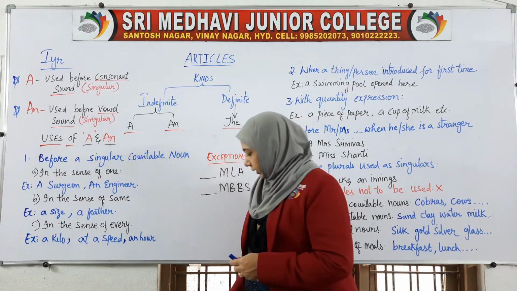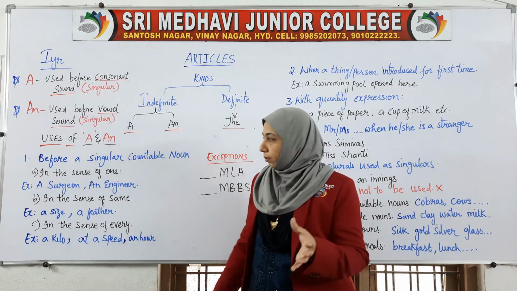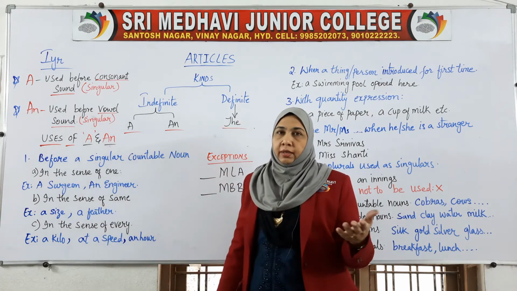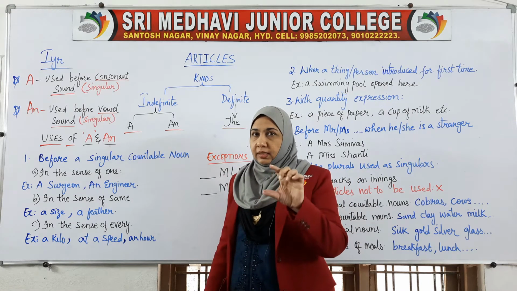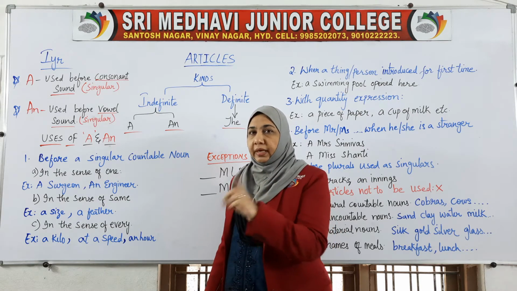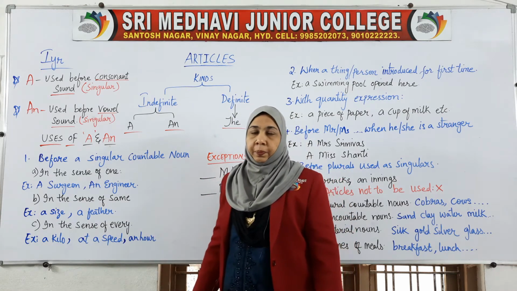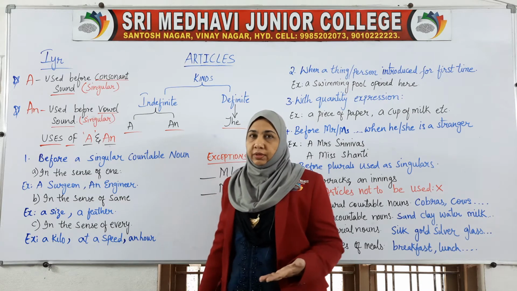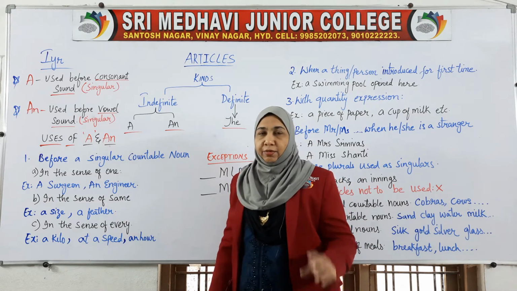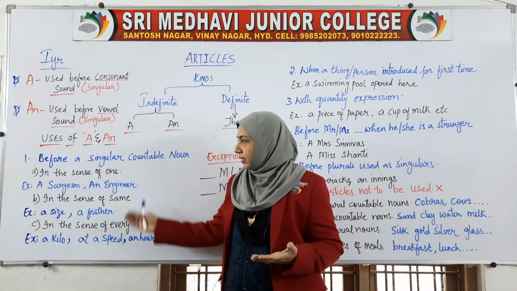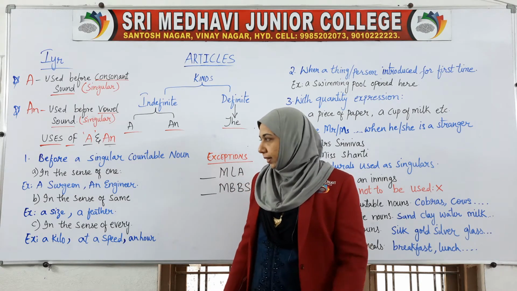Now, in the sense of same, when we are talking about something which is similar, for example, Rohan and Rahul are of a same size. So we are using a size. Next is a feather. There is a common idiom you must have heard: birds of a feather flock together. Here we use a feather, in the sense of the same color, so you can use a.